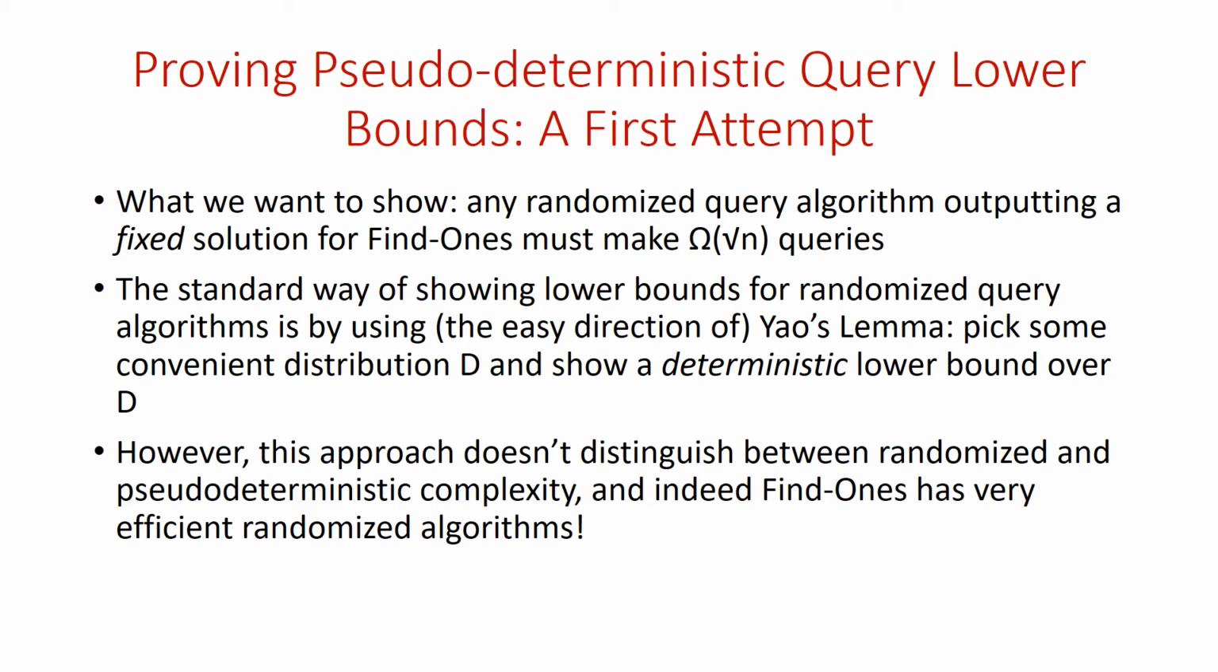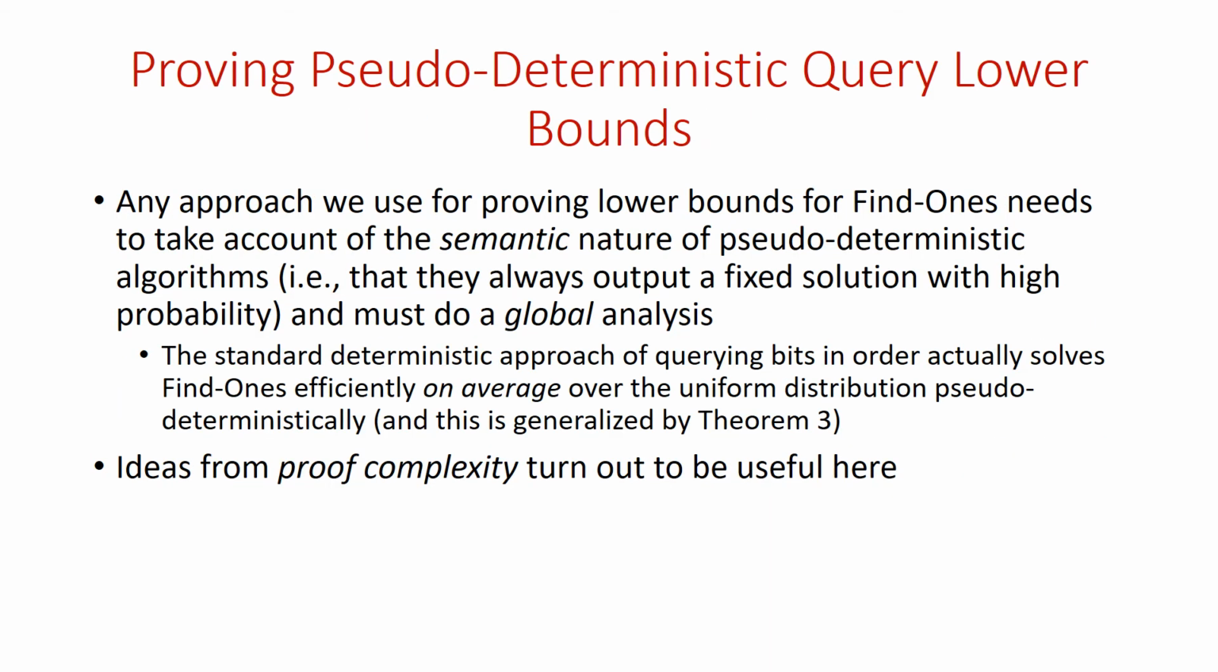However, this option isn't quite available to us because this approach doesn't distinguish between randomized and pseudo-deterministic query complexity. Note that by applying Yao's lemma in this way, you also show a lower bound on the randomized query complexity. And we know that find ones has very efficient randomized query algorithms. So this closes off one natural avenue of attack. What this tells us is that any approach we use for proving lower bounds for find ones needs to take account of the semantic nature of pseudo-deterministic algorithms, namely, that they always output a fixed solution with high probability.